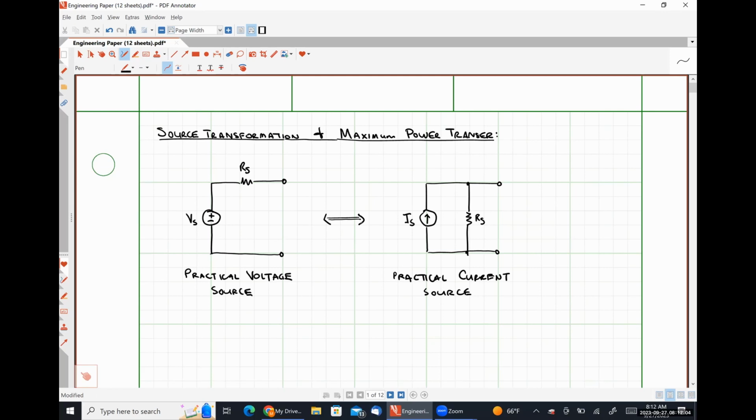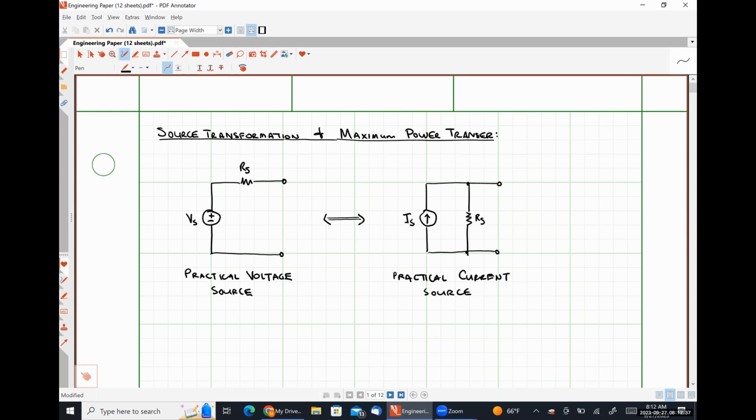All right, so if we connected a load resistance across the terminals of either this practical voltage source or this practical current source, we would be able to measure a voltage drop across that load resistance and a current flowing through that load resistance. Would the load resistance itself be able to tell whether it was connected to a voltage source or a current source? Absolutely not. So from the perspective of that load, it doesn't really care whether it's being supplied power from a practical voltage source or a practical current source.